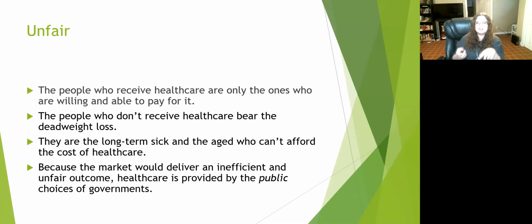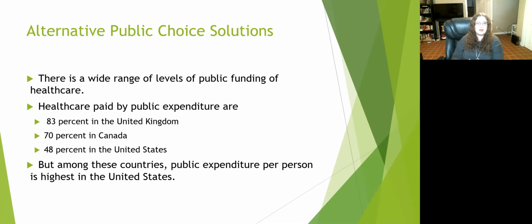And these are the long-term sick. These are the aged individuals who have stopped working so they don't have an income to pay for things. They're the ones who can't necessarily afford health care. Because the market would deliver an inefficient and unfair outcome, because there are people whom society would be better off if they do have health insurance, we end up having some government intervention and we treat this as a public choice, even if it's technically excludable and rival.